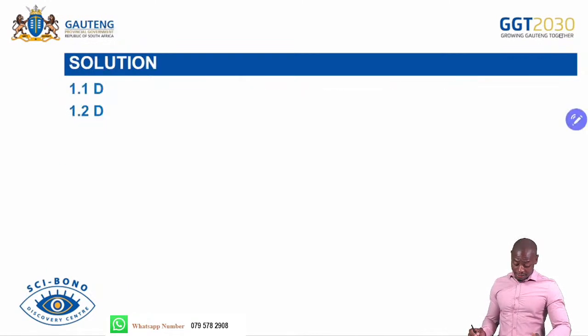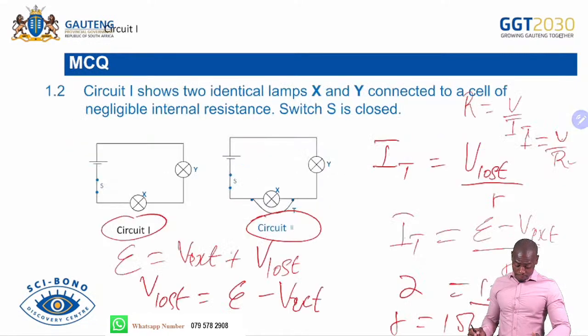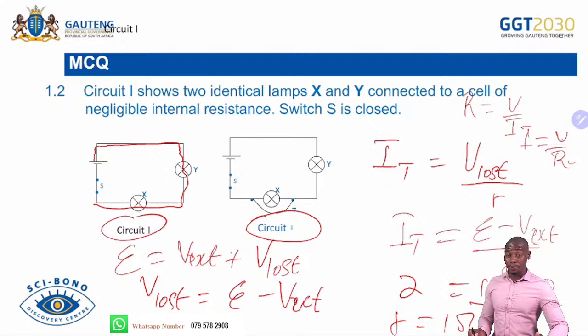But before that, in circuit 1, you will see that X and Y are connected in series, all right? Even when it comes to circuit 2, X and Y are connected in series. How are you going to detect that? You trace current. Current flows as one. So these bulbs are connected in series. That is very, very important.